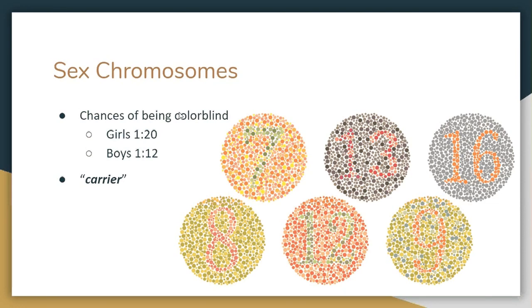You can also look at my pictures here. If you can determine what numbers are hidden in the colored dots, then you are definitely not colorblind. If you're having a hard time making out 7, 13, 16, and then the bottom row says 8, 12, 9, if you're not getting that, then you may be colorblind.